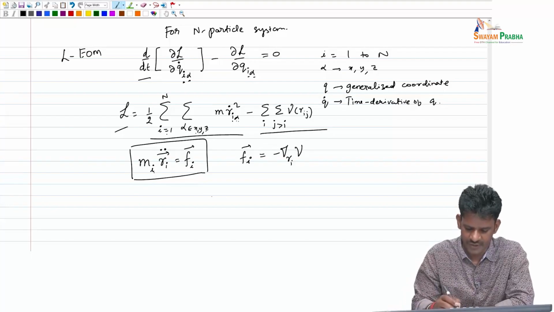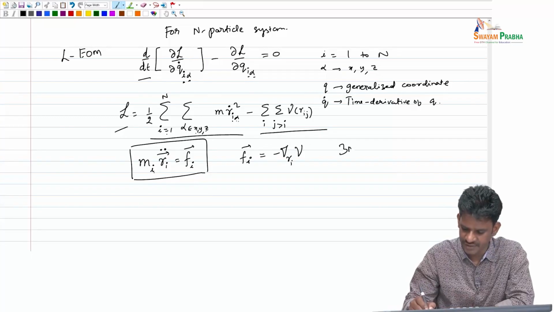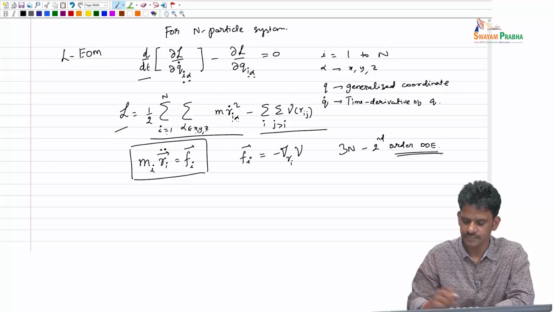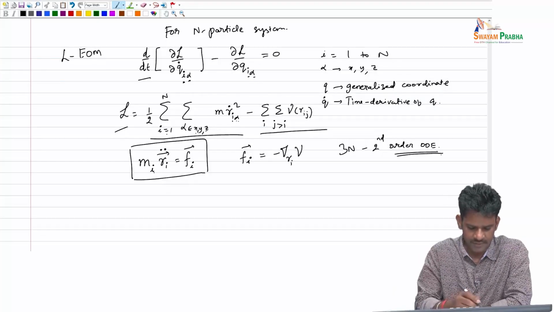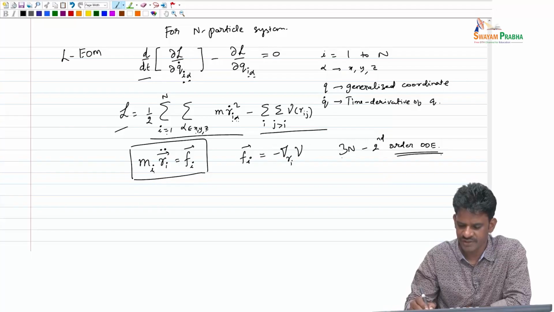So if you ask how many such equations there are, we basically have 3n second order ODEs, because i goes from 1 to n, and then for each acceleration there are 3 components. That's why there are 3n degrees of freedom, and you have second order equations of this kind.